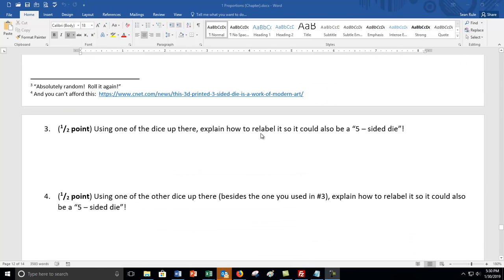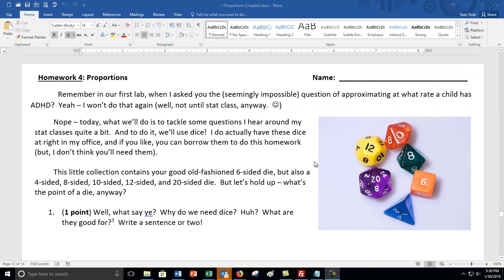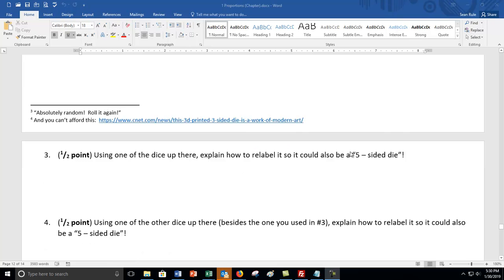Using one of those up there, explain how to relabel it to be a 5-sided die. Okay, 5-sided die. Same idea. Let's use the 10-sided die. It's got 10 sides, but you need 5. So just pair them up, make them do double duty. 0 and 1 become 1. 2 and 3 become 2. 4 and 5 become 3. 6 and 7 become 4. And 8 and 9 become 5. Boom. 5-sided die. Done.